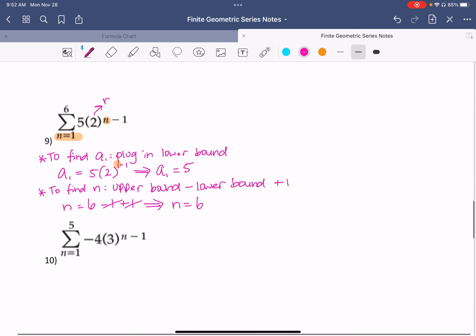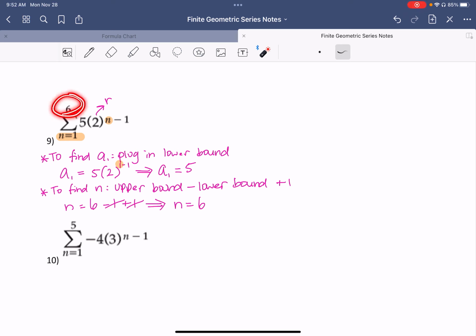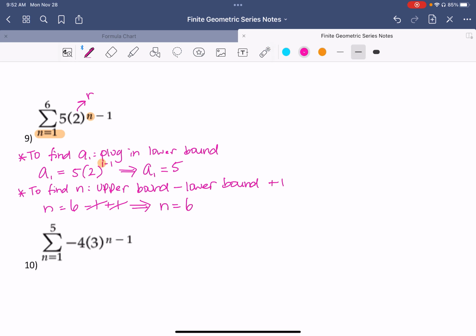Okay, so I don't have the last term. I could figure out the last term if I plug this in there. But because I already found n, I'm just going to use the first formula. I'm going to use a different color because it's all blending in. So S sub n is equal to a sub 1 times 1 minus r to the power of n, all over 1 minus r. n is 6, so we're finding the sum of the first 6 terms. A sub 1 was 5, the common ratio is 2, n is 6, and then 1 minus 2.